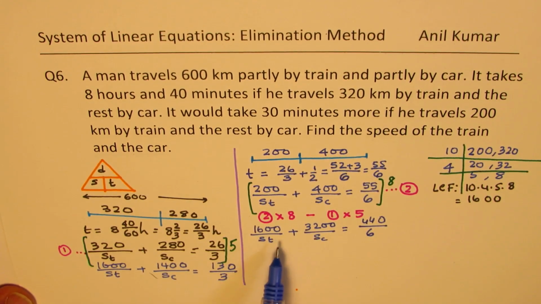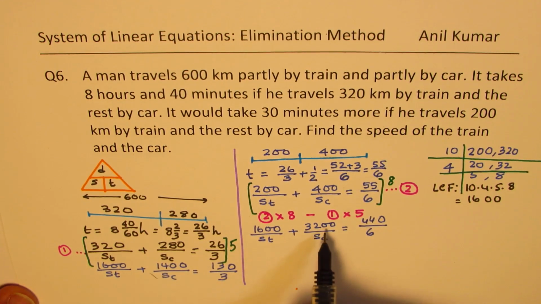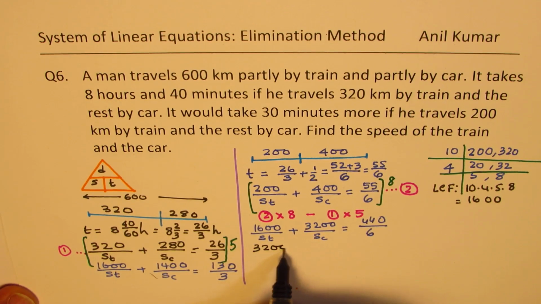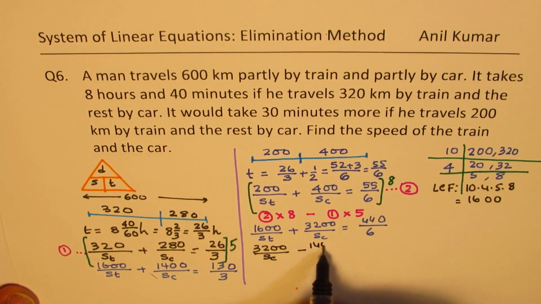Now we have to take away from this equation that equation. Correct? What do we get? 1600 over the speed of train cancels. And here you get 3200 over speed of car minus 1400 over speed of car equals 2.